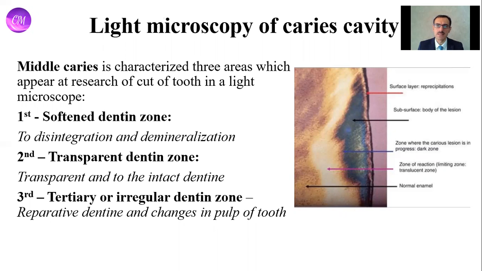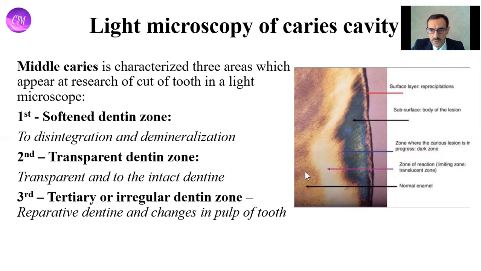Middle caries is characterized by three areas which appear in the study of cuts of teeth in a light microscope. The first is the softened dentin zone, which is the disintegration and the demineralization. Second, the transparent dentin zone, transparent to the intact dentin, and the tertiary or irregular dentin zone, the reparative dentin and change in the pulp of the tooth.